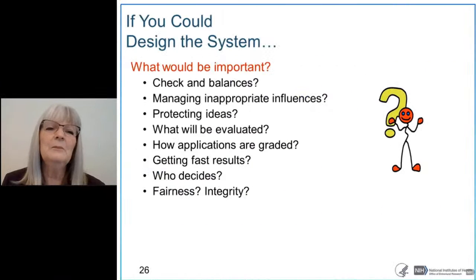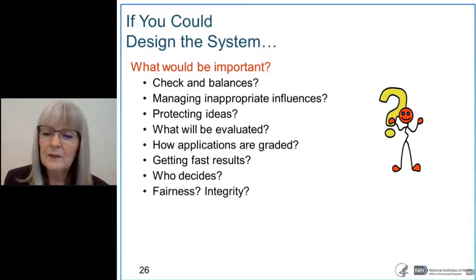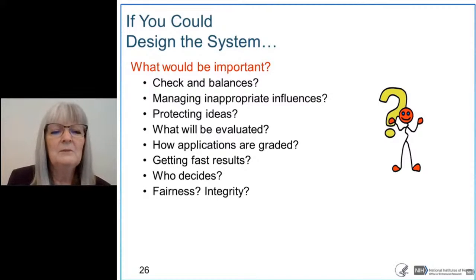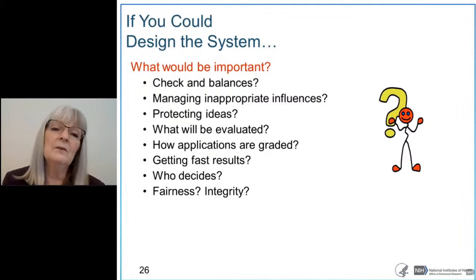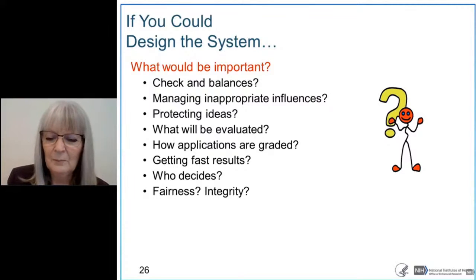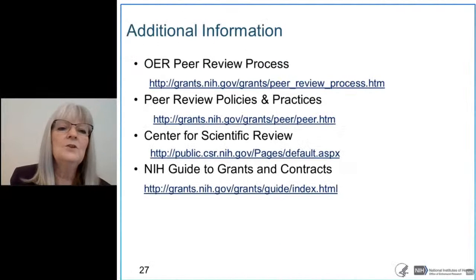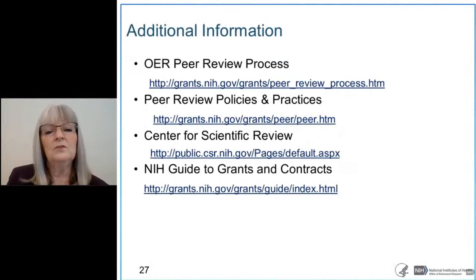So I ask you again to think about this. If you could design a peer review system, what would be important to you? Checks and balances, managing inappropriate influences, protecting ideas, how applications will be evaluated and graded, getting the results out quickly, deciding who decides, and maintaining fairness and integrity. I hope if you can think about how NIH manages each of these considerations, you will know a lot about peer review. And you can find additional information at these sites.